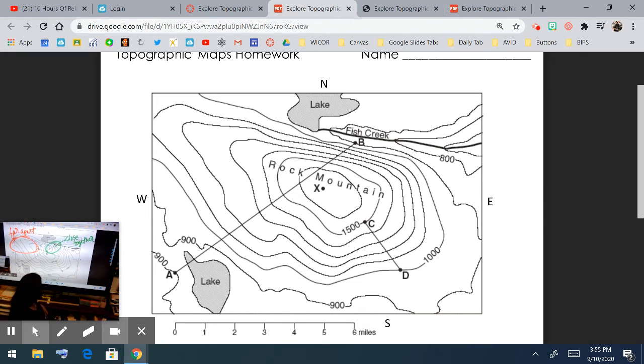So now my next question, and I'll give you 5 seconds to think, is what does close together lines tell you about what the slope looks like? 5 seconds.